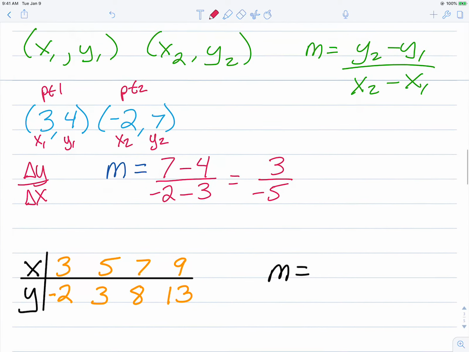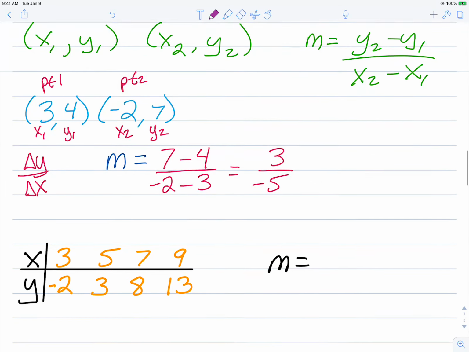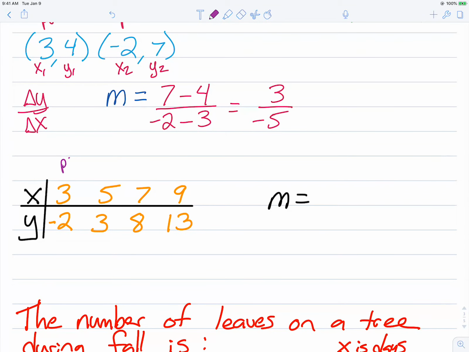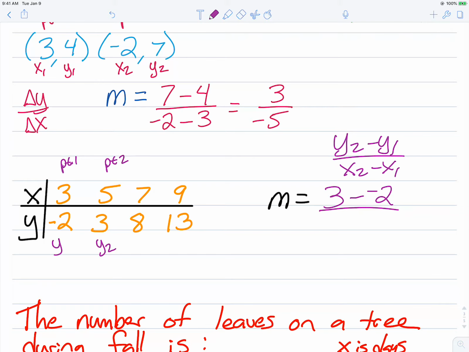You can also find the slope in terms of a table of values, and it's the same idea. So I'm going to declare this point 1, and I'm going to declare this point 2. So y sub 2 minus y sub 1 over x sub 2 minus x sub 1. So the y from the second point is a 3. The y from the first point is a negative 2. The x from the second point is a 5. And the x from the first point is a 3. Now, be very careful with your negatives. This does have minus a negative, which basically just means a positive. So this is 5 over 2.